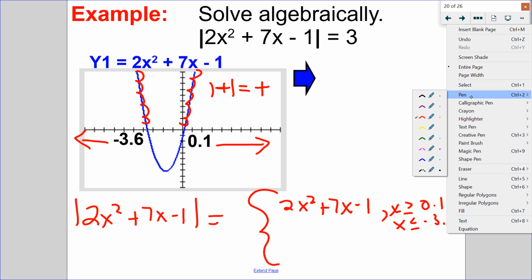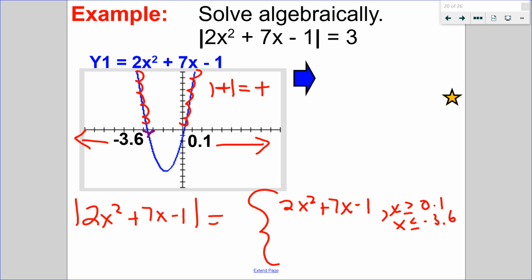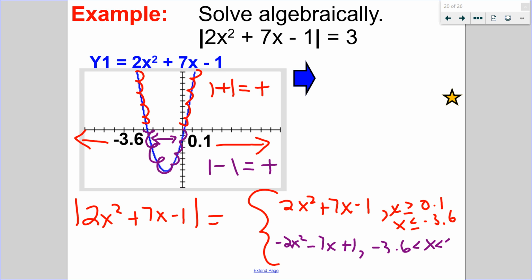Okay, let's do the negative piece. So the negative piece is where it is below the x-axis, all in here. All of these points here, the function is negative. The absolute value of a negative is a positive, so this is my reflecting piece. And that's going to happen in between negative 3.6 and 0.1. To show that it's been reflected, I multiply the function by negative 1, which just switches all the signs. So 2x squared becomes negative 2x squared, positive 7x is negative 7x, negative 1 is positive 1. And that will happen in between negative 3.6 and 0.1.